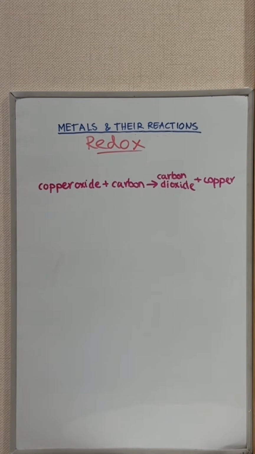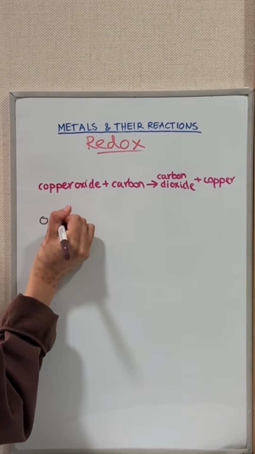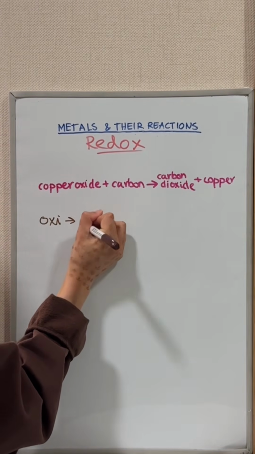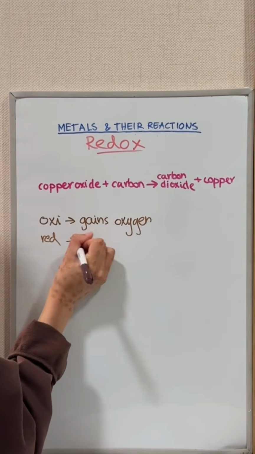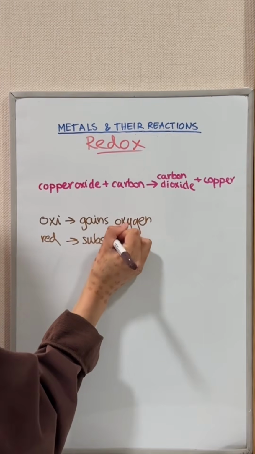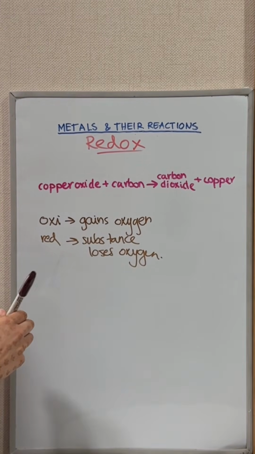We're going to simplify and stick to the definition of oxidation and reduction in terms of gain and loss of oxygen. So remember, oxidation is when a substance gains oxygen, whereas reduction is when a substance loses oxygen. So let's see what's happening in this equation.